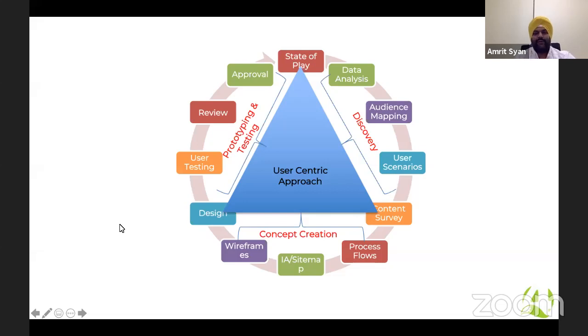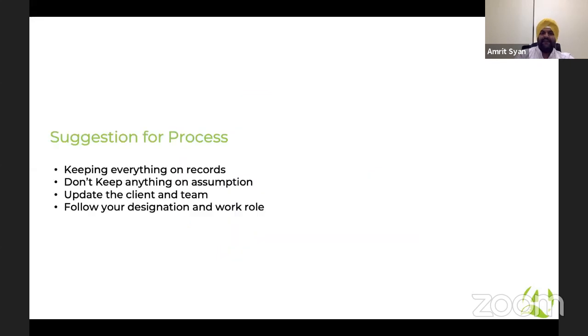Yeah. So again, this is the process flow which we have discussed already. Now, suggestion for a process: keep everything on record, guys. To follow any process, keep a record of everything. Get approvals from the client on mails. Keep everything on records. Ask for mails.